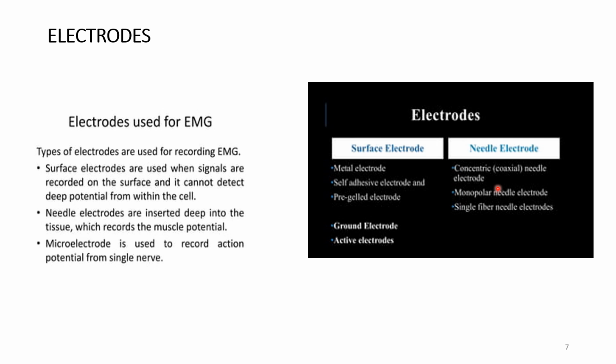With the needle electrodes, it is possible to pick up the activity of a single muscle fiber also. That is the advantage of the needle electrode. So we can obtain the activity of a single muscle fiber also.